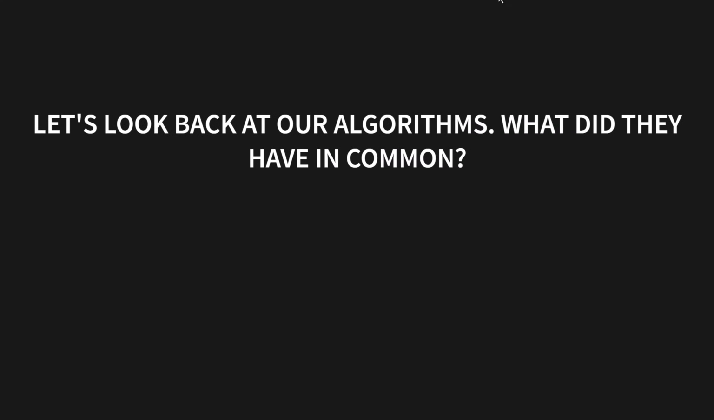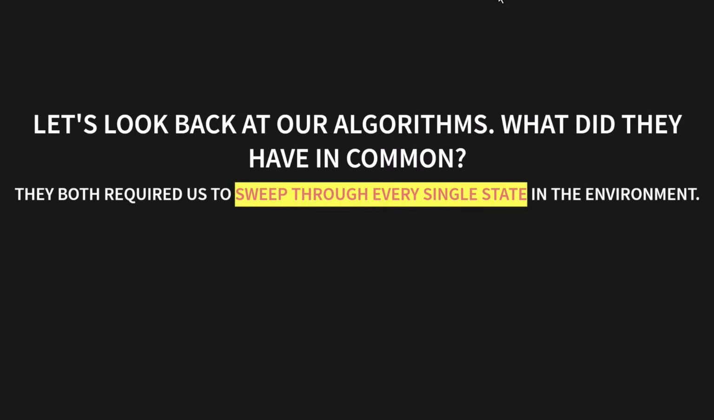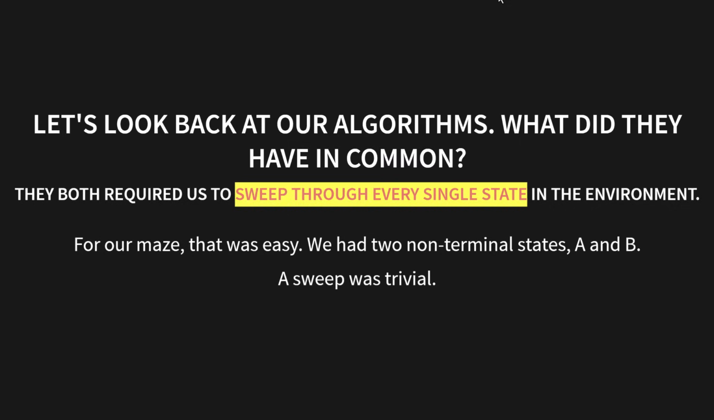Let's look back at our algorithms. What did they have in common? They both required us to sweep through every single state in the environment and apply an update. For our maze, that was easy. We had two states that mattered, A and B. A sweep was trivial, took no time at all.